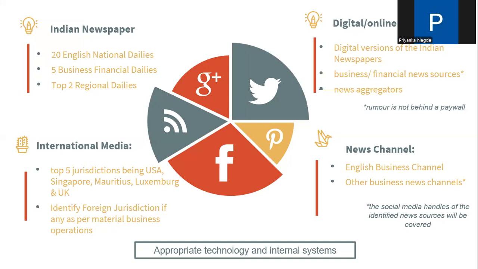So we simply apply three major parameters or filters for this whole process. First, to start with, is the continuous monitoring of mainstream media for any rumor or unverified information. Now, this mainstream media includes Indian newspapers, international media where any company has material business operations, and digital or online news sources as specified in the ISF guidelines. Very importantly, they have also highlighted news channels, and they have also highlighted that social media is not covered under mainstream media, except if there are social media handles of any identified news sources. So that has to be taken care of.